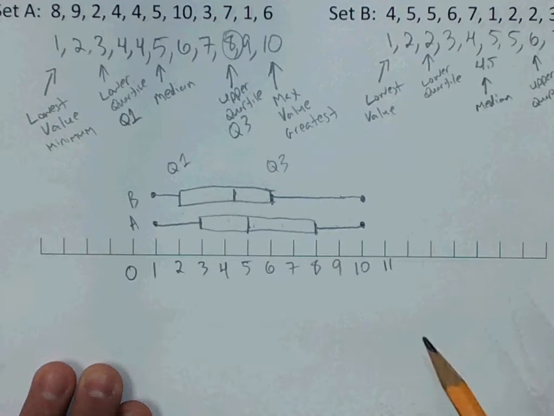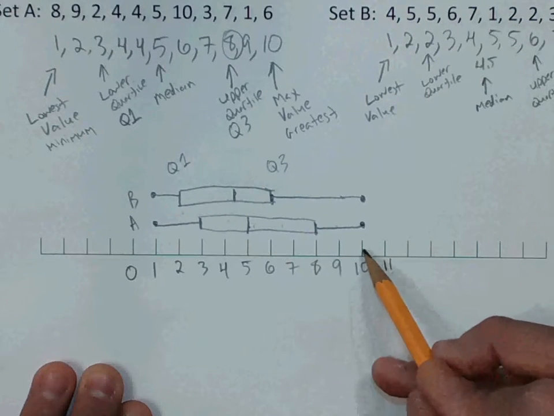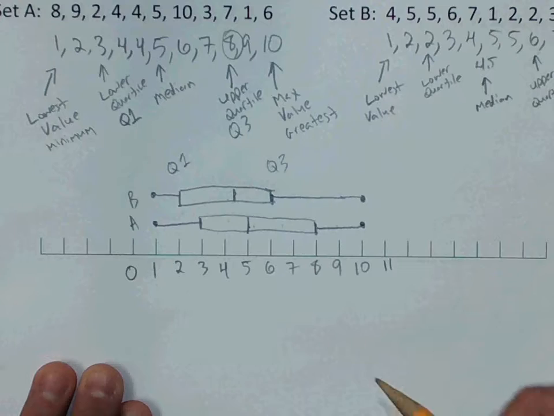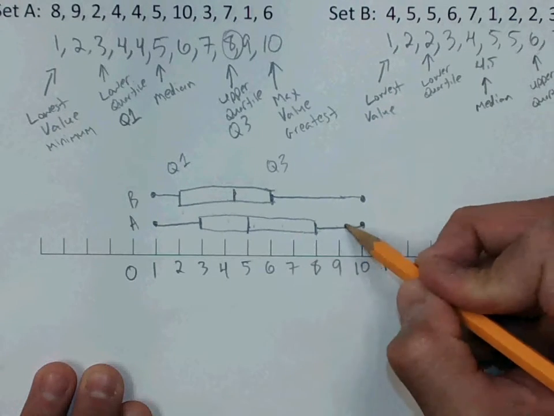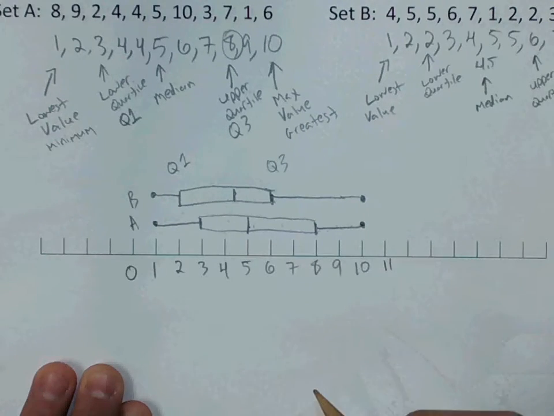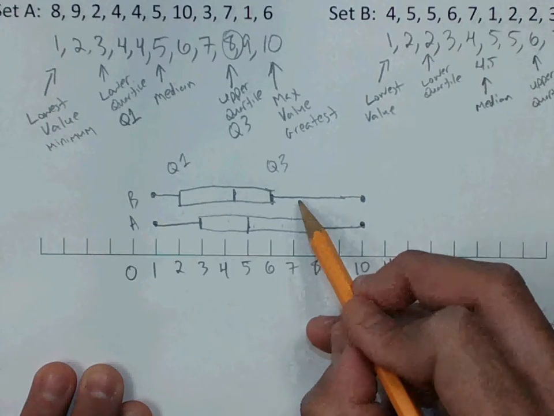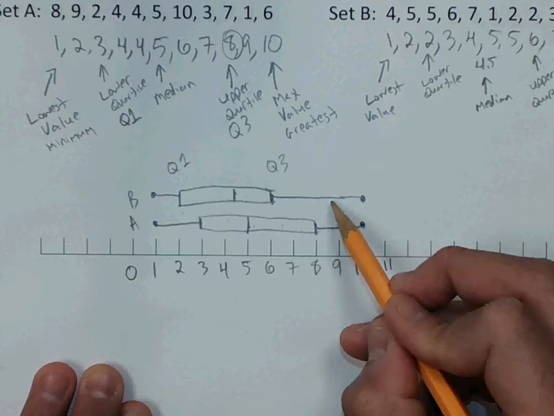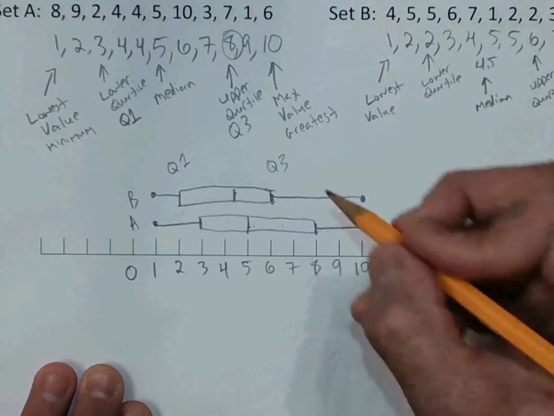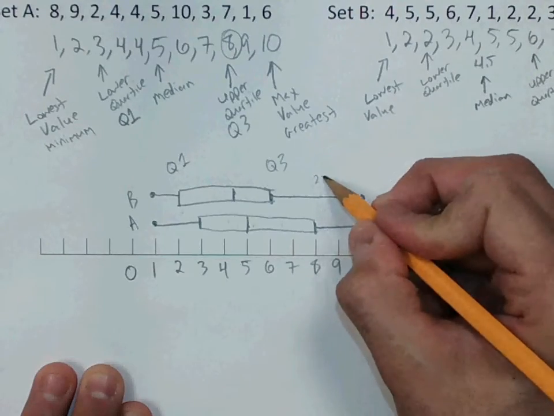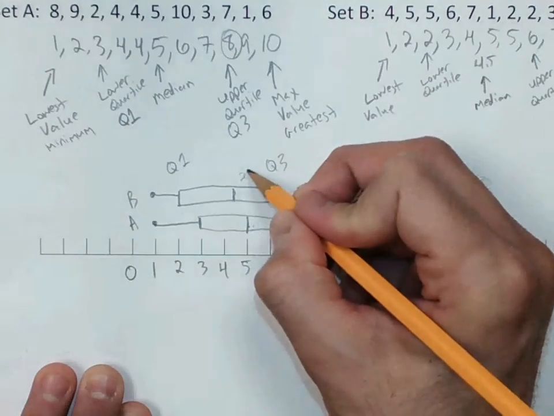So, for instance, let's say these were test scores, and the highest score was a 10. If you scored a 9, that means you're in the top 25% of this group. Same thing for set B. If you scored a 9, you'd be in the top. Also, if you scored a 7, you'd be in the top 25%. So each one of these is 25%. A quarter.